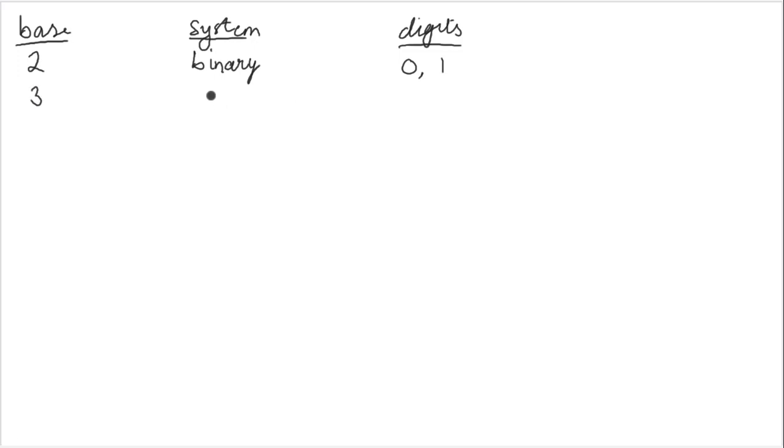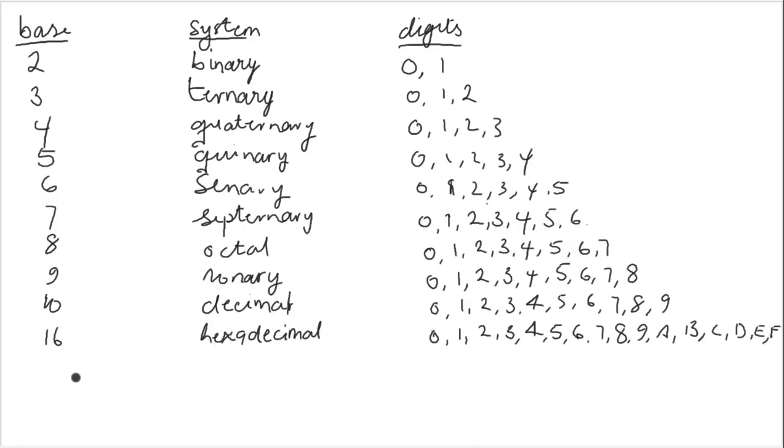Then we have base 3, called the ternary system, and it uses 0, 1, and 2. So you see that the largest digit is 1 less than the base. Then we have the base 4 system, which we call the quaternary system, and it uses digits from 0 to 3. But for the purpose of this class, we'll limit ourselves up to base 10.